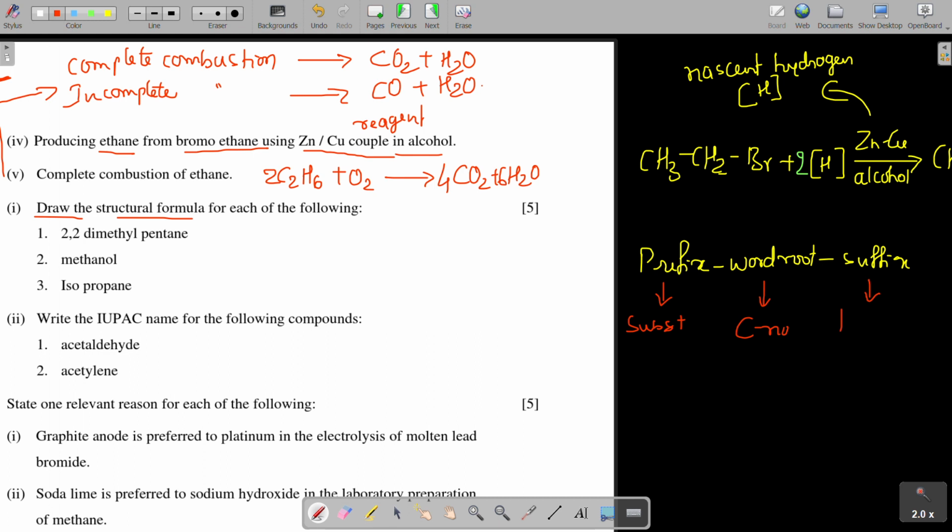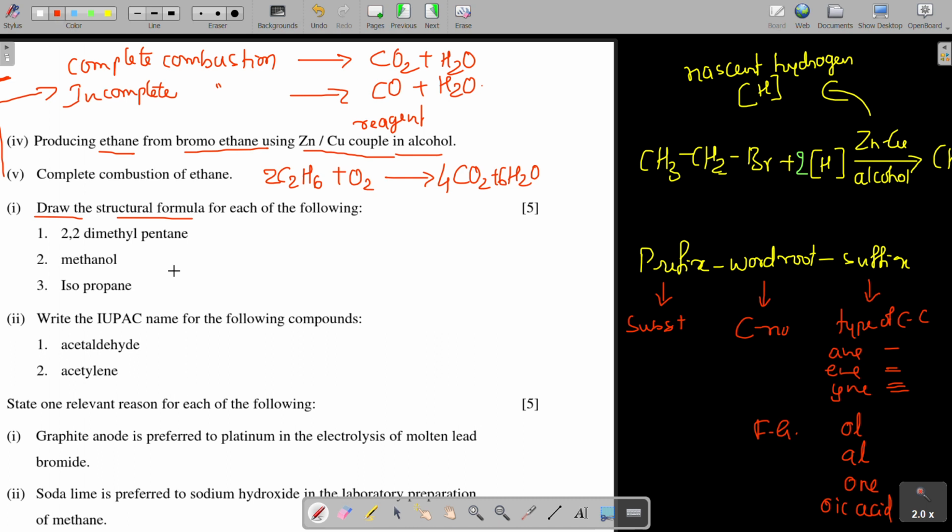Suffix represents the type of carbon-carbon bond. Ane for single bond, ene for double bond, yne for triple bond, or however you remember it. Secondary suffix, if there is a functional group, say for example alcohol, then ol; aldehyde, al; ketone, one; any acid, oic acid. So these also come in suffix, but we call them secondary suffix.